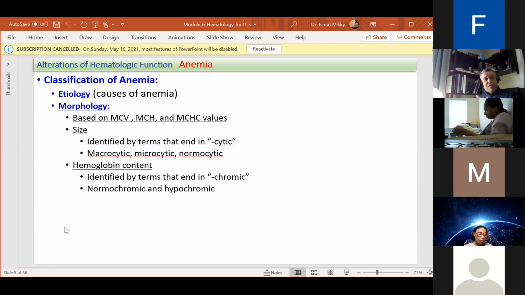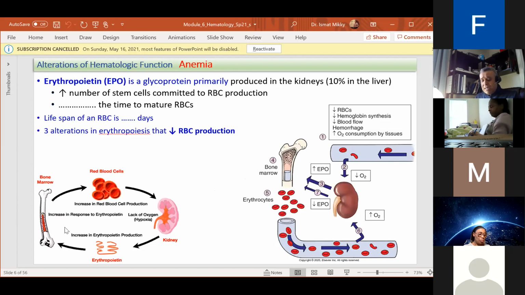The size of the RBC, is it within range? Is it distorted? Is it megaloblastic? So we have macrocytic, microcytic, or normocytic, which is the size. It identifies the size of the RBC. So the most important thing from this slide is to understand when you say normocytic, microcytic or macrocytic. Macro is large, megaloblastic, for example.